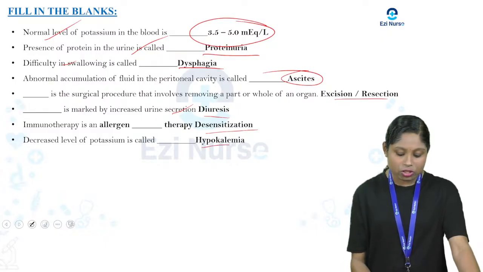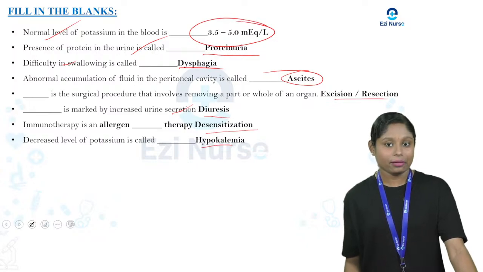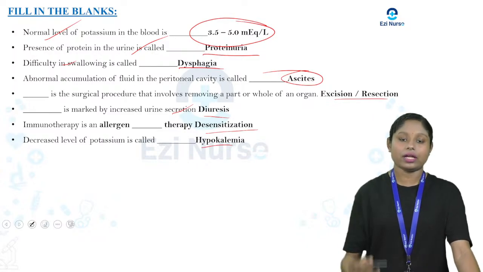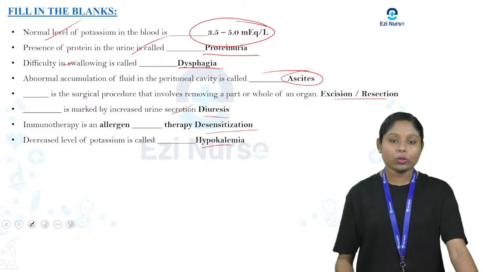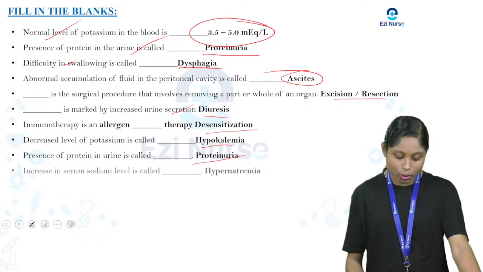Decreased level of potassium is called hypokalemia. So increased level of potassium will be called hyperkalemia. So what is kalemia? Like potassium level. Hyper is increased level, hypo is decreased level of potassium. So presence of protein in urine is called proteinuria.